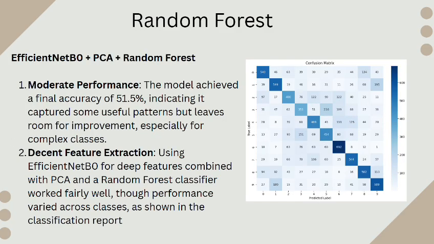Finally, we used deep features from EfficientNet to capture rich visual patterns and then reduced them with PCA to manage dimensionality. This combination gave the best accuracy of 51.5%, outperforming raw and HOG features.